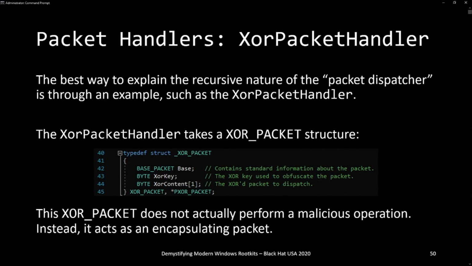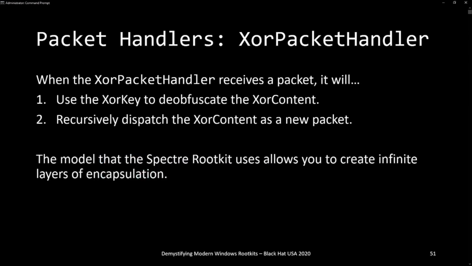When the Xor packet is received by the malware, it'll use the Xor key to deobfuscate the Xor content, and then it'll call the dispatch function again, except it'll pass the Xor content as the new packet to dispatch. So, to explain, this is pretty simple. The Spectre rootkit allows you to create infinite layers of encapsulation. Now, this is great because, for example, if you create a few different types of packet handlers, such as XorPacketHandler, you can create layers of obfuscation and change the bytes of packets randomly, allowing you to add entropy even if you're requesting the same operation.